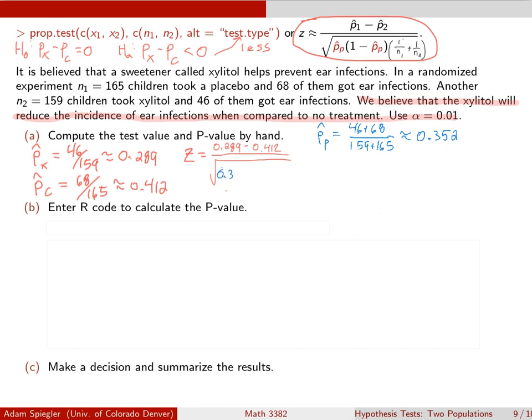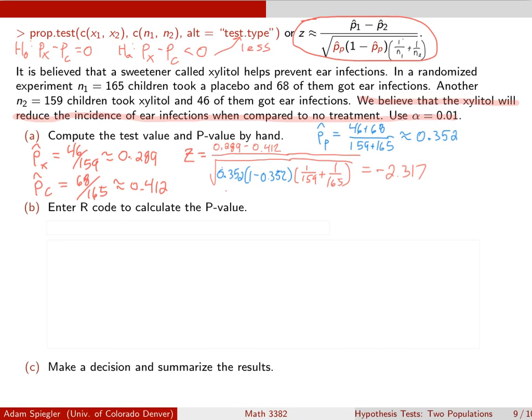So I've got 0.352 times 1 minus 0.352, and then we're going to multiply this by 1 over n1, which is 159, plus 1 over n2, which is 165. Doing that calculation very carefully, it comes out to a test statistic of minus 2.317.